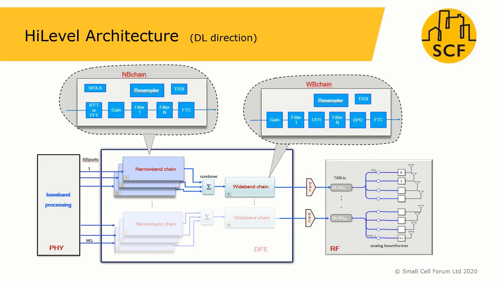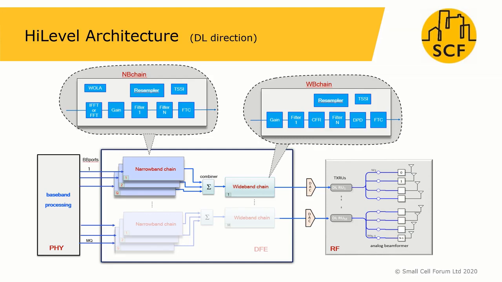Hierarchically, we break the DFE into 2 as the narrowband and the wideband chains. Within the context of 5G NR, we can think of the narrowband chains as units that process individual component carriers. In this picture, we see multiple downlink component carriers getting combined and further processed by a common wideband chain before getting passed on to the RF chains.